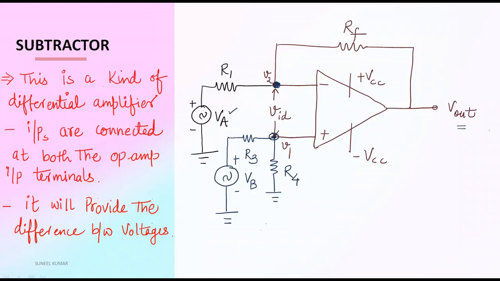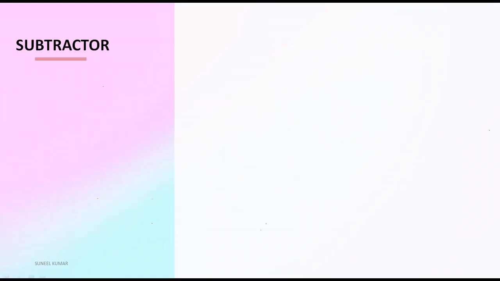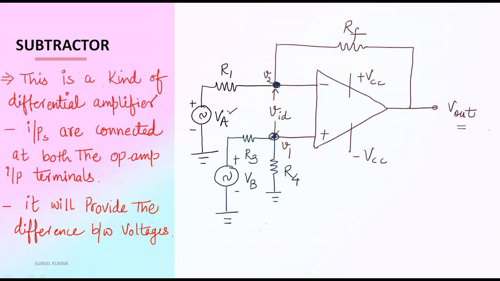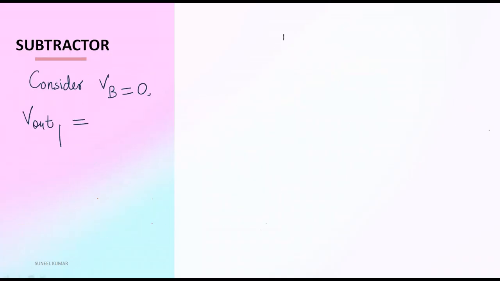So first we will analyze it by superposition theorem. So by superposition theorem, let's say we consider VB as 0. So whatever output we will get, that is known as V output 1. So here we have only VA connected in this circuit. So we can modify this circuit as, now we have V output 1. This is the superposition theorem.